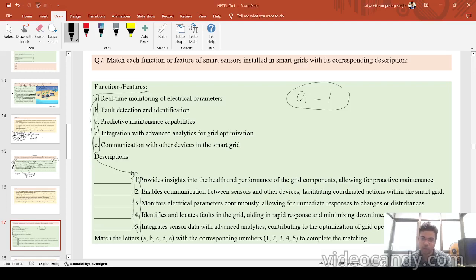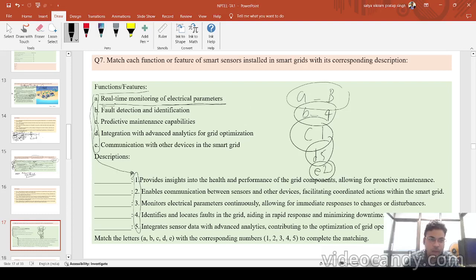Okay, let's go to the answer part. Let's read it. First is A. A part is real-time monitoring of the electrical equipment. Let's read first, second, third, fourth, fifth, and what answer I have got: A3, B4, C1, D5 and E2. Nearly everyone has given this same answer. Hopefully this will be right. Let's read it.